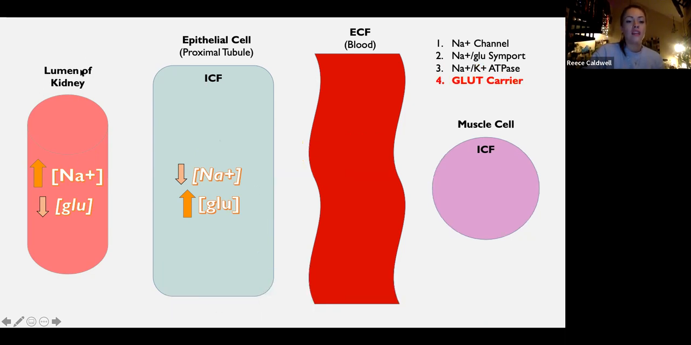So now we have the lumen of the kidney, again, the epithelial cell, the ECF, and blood. But now we're going to be talking about this in relation to the muscle cell. So all this time we've been talking about things in relation to the epithelial cell. Now we're talking about things in relation to the muscle cell. So again, sodium, there's no exceptions. It's always going to be in higher concentrations outside of the cell and lower concentrations inside of the cell.